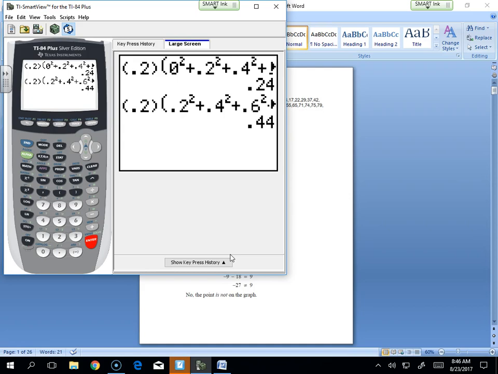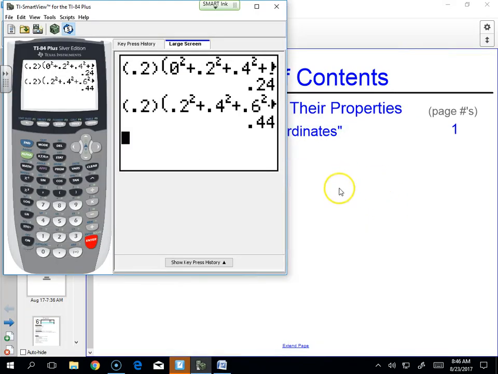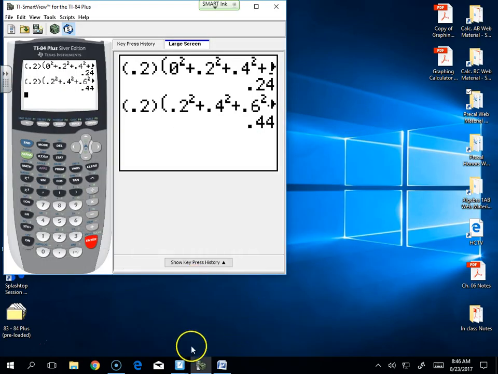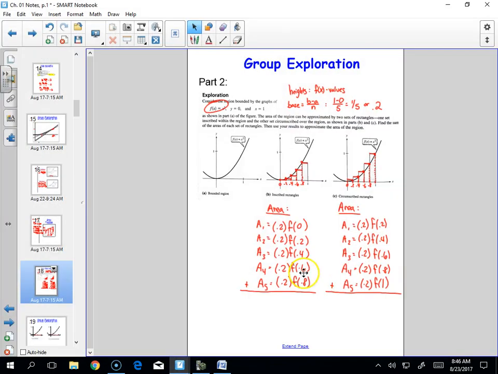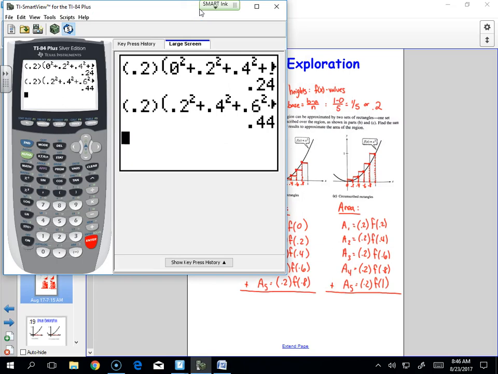What do you guys think? 0.24 and 0.44? So you use instead of... Do you guys see how I put it in all at once? Why are they all squared? What was I doing? I was plugging and chugging to f of x equals x squared.